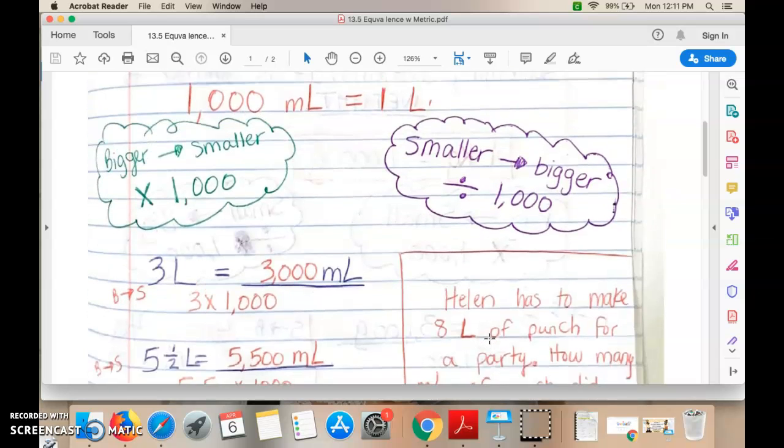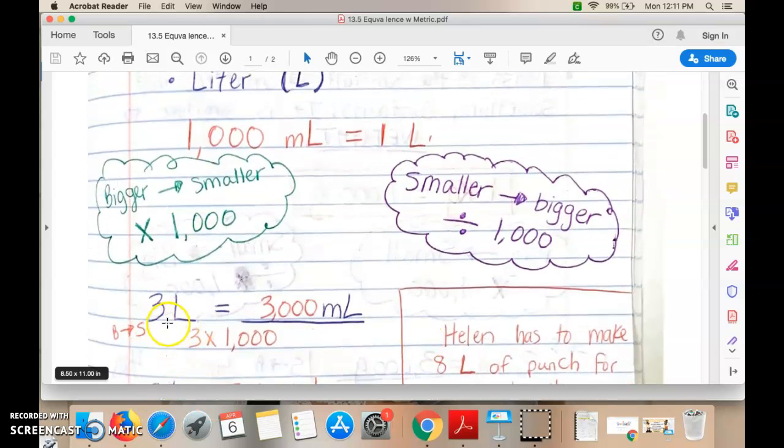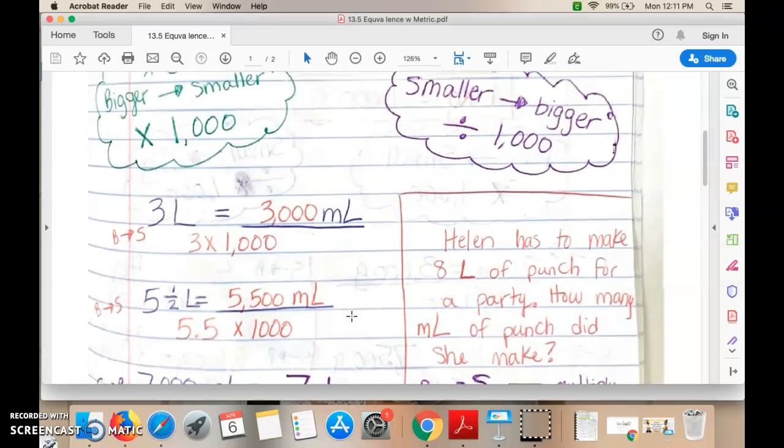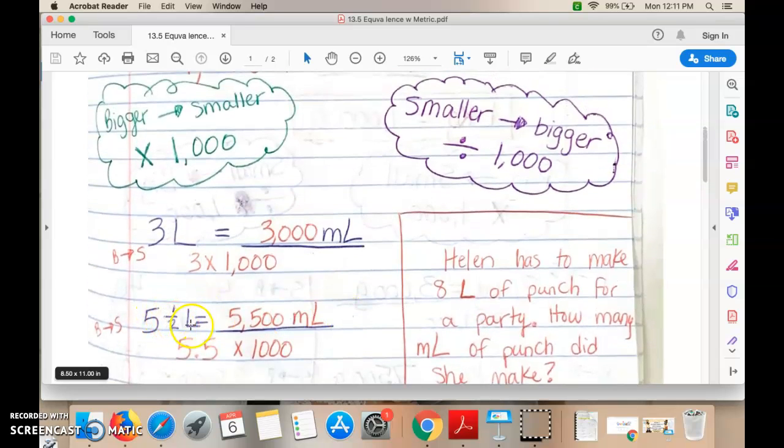Okay, so if we look at this, if we have 3 liters, okay, liters are bigger, so we're going bigger to smaller. Okay, so 3 liters equals how many milliliters? Well, 3 times 1,000 equals 3,000 milliliters. If I have 5.5 liters, again, I'm going from bigger, because liters are bigger, to smaller, milliliters. 5.5 liters would be 5.5, and if I multiply that by 1,000, I would get 5,500 milliliters.